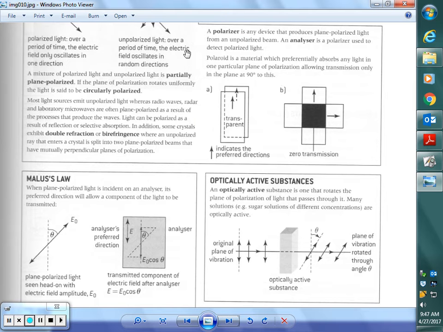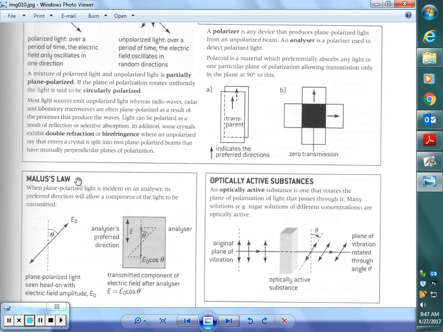Well, it depends on how they're oriented, right? If you have two polarizers that are oriented the same way, they'll both let through the same orientation of light. But if the second one is tilted, now it only lets through a portion of the light that was polarized. And that's what sunglasses are, the Polaroids.